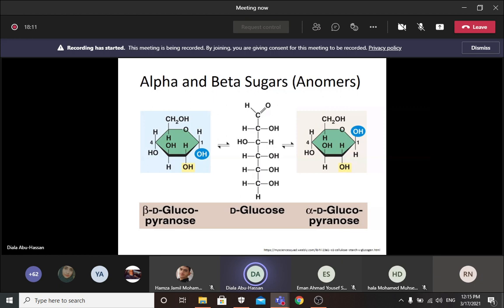Again, the beta is more stable because the OH groups are in the opposite directions. The alpha is less stable because the OH groups are in the same direction.